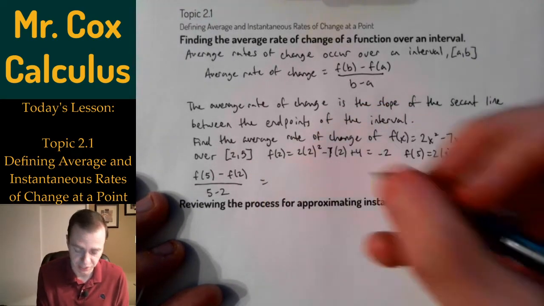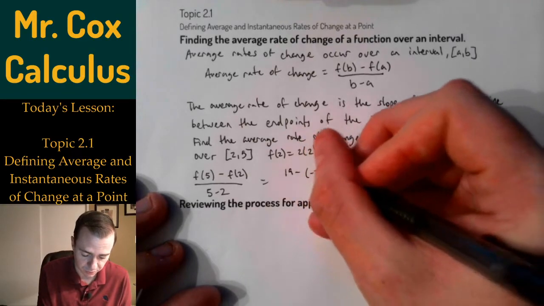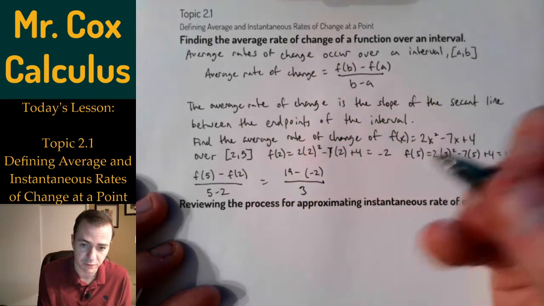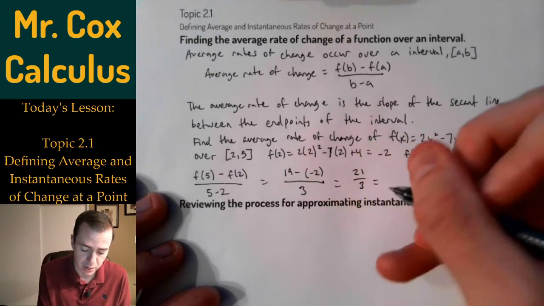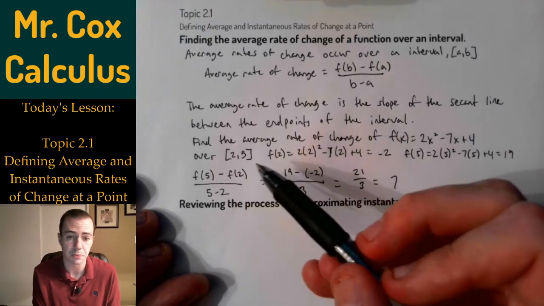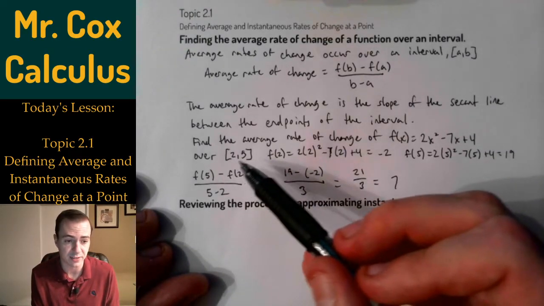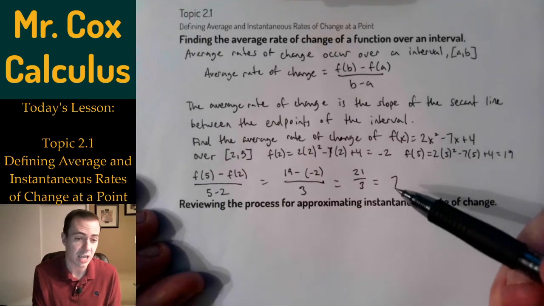So now I can substitute these values in. F of 5 we just said was 19. F of 2 was negative 2. And it's all over 5 minus 2, which is 3. This comes out to be 21 over 3, which is 7. So the rate of change, or the slope of the line that goes between the two endpoints of this interval on this given function here, would be a rate of change of 7.